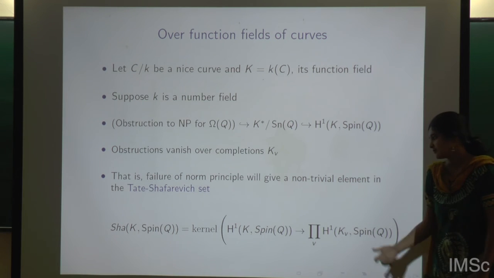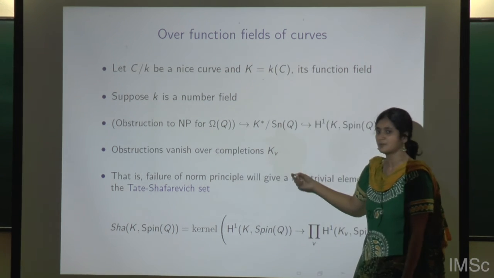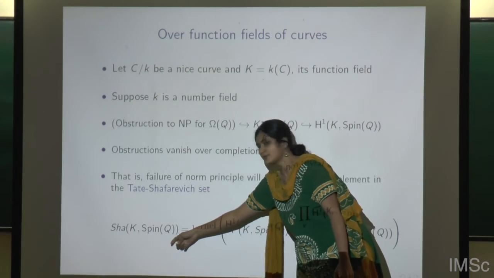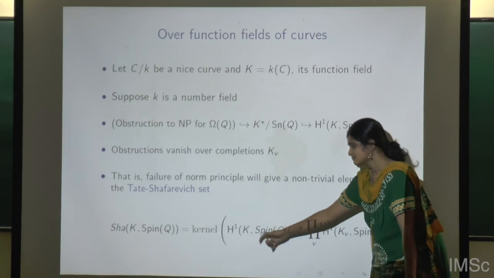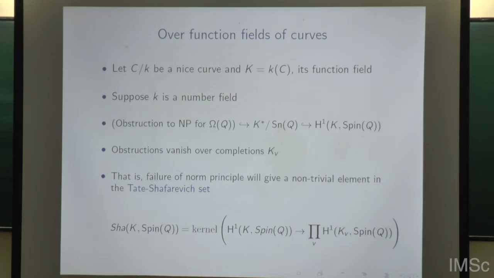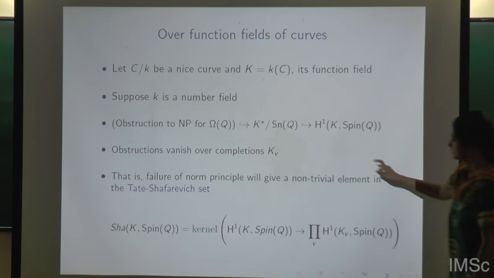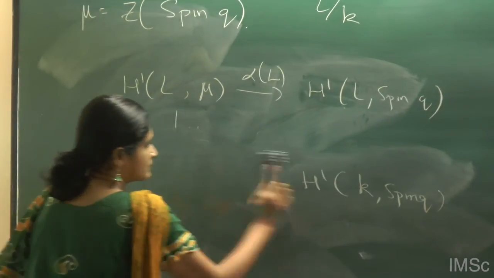Of course, if we manage to show that the norm principle doesn't hold, you would have produced a non-trivial element in the Tate-Shafarevich set. In general, finding elements here, I'm told, is a very hard question. So probably this is going to be a hard question, and we are not clear yet. I would just like to point out that for many fields we know the answer. We know that the norm principle holds.